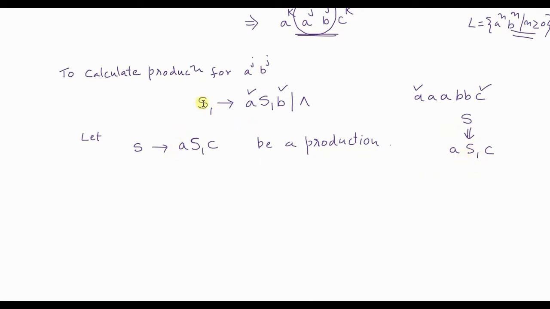Now S1, what will we do? I can replace S1 with either null or A S1 B. But since I want 2 pairs of AB, I will prefer choosing this one to replace S1 rather than null. So further, first of all I write A and C as they are. Now S1 will be expanded with A S1 B, so that will ensure that another A and another B are considered.